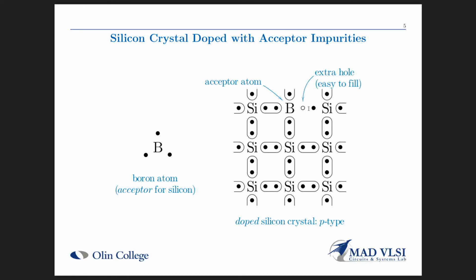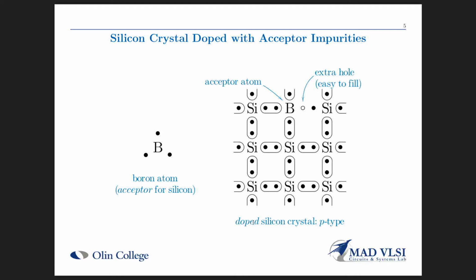And so that hole, just like that extra electron that the phosphorus atom had, was easy to liberate. This hole is easy to fill in. And so practically speaking, at room temperature, all of these holes get filled in, and this hole is then free to move around and conduct current, just like we talked about in the intrinsic silicon crystal. And so a group 3 element for silicon is called an acceptor because it's able to accept a neighboring valence electron.